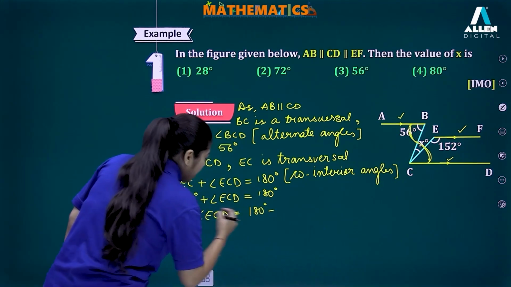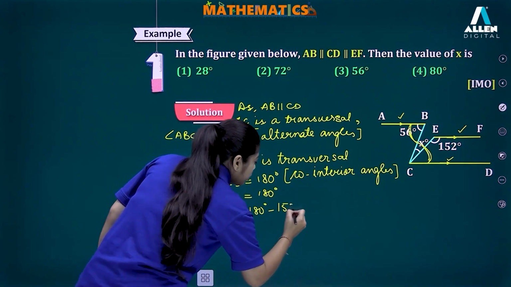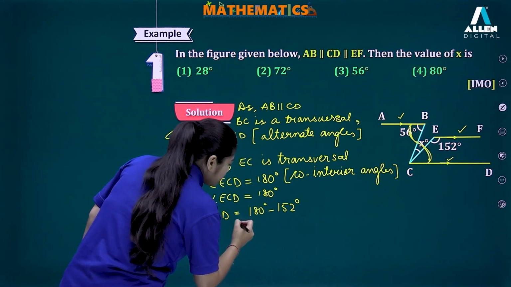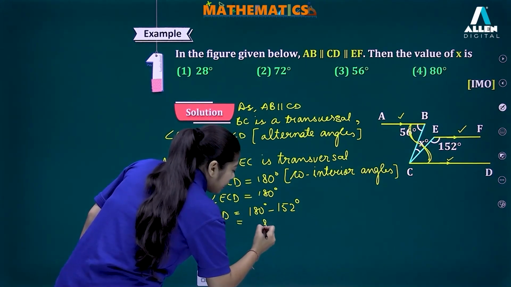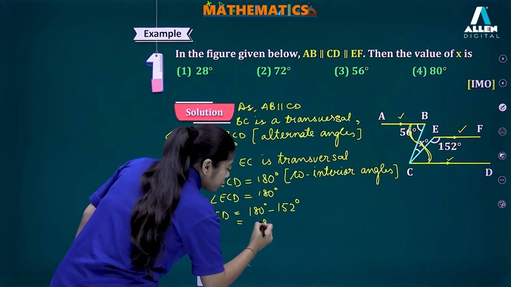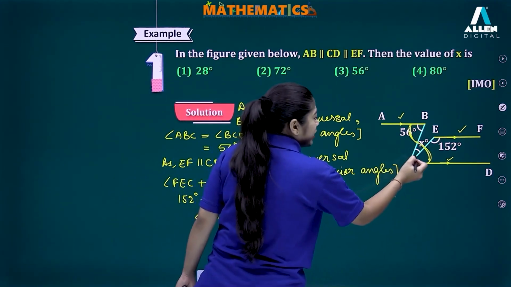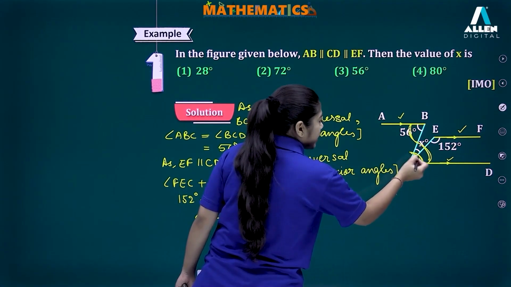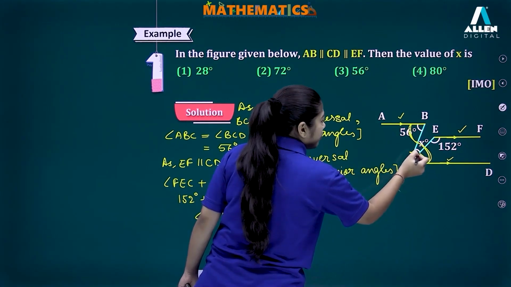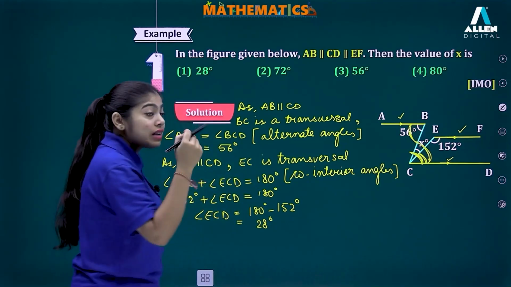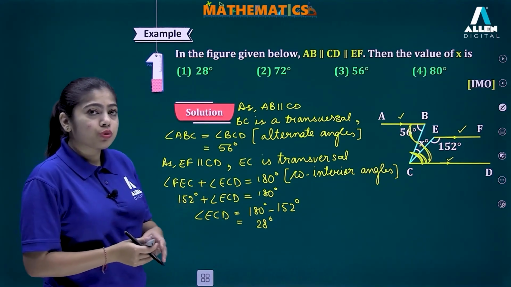Subtracting 152 degrees from 180 degrees. Solving it, we are going to get how much? 10 minus 2 is 8, 7 minus 5 is going to be 2. 28 degrees. Now here we need to find this x. We know the complete angle, also we know half of it, that means some part of it. So how much is going to be x?